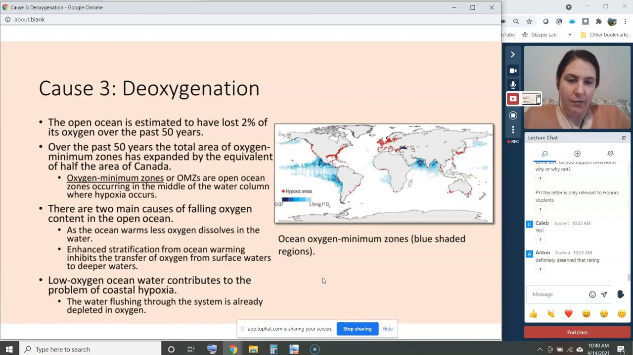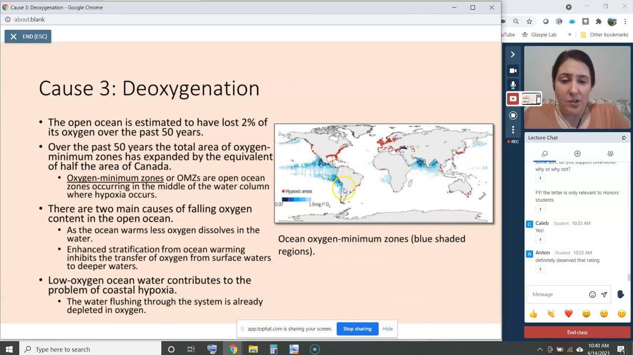Cause number 3, global ocean deoxygenation. This one's kind of scary, scares me anyways. The open ocean is estimated to have lost about 2% of its oxygen over the past 50 years. And this has resulted in an expansion of something called oxygen minimum zones, which are known as OMZs. Over the past 50 years, the total area of oxygen minimum zones has expanded by about the equivalent of half of the area of Canada.